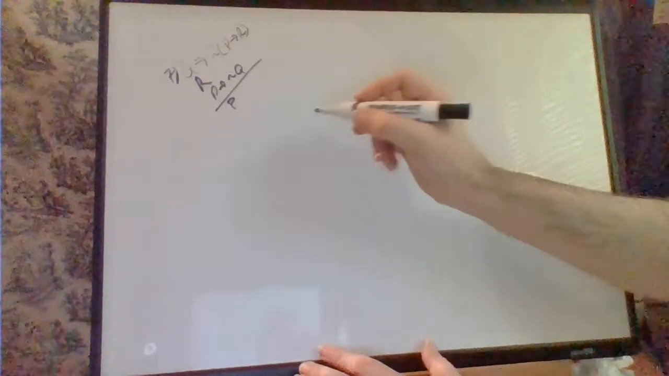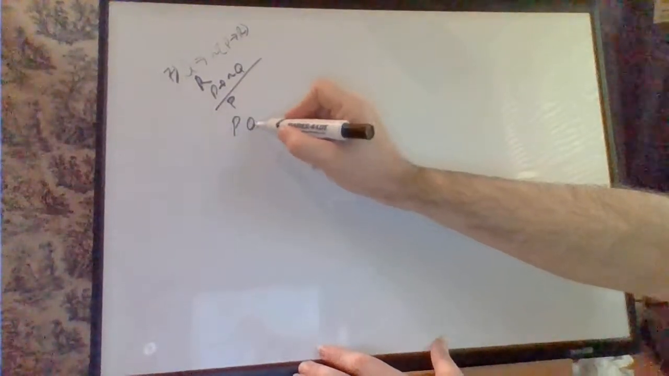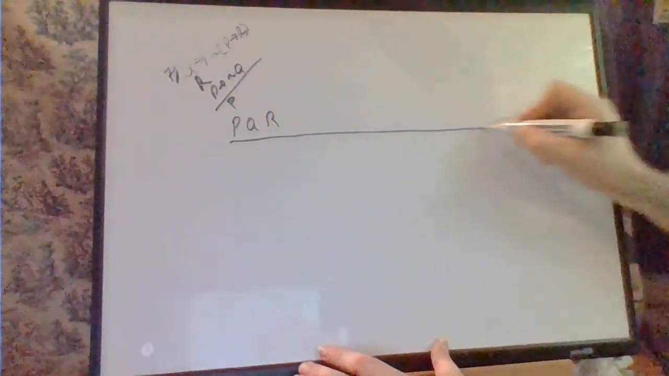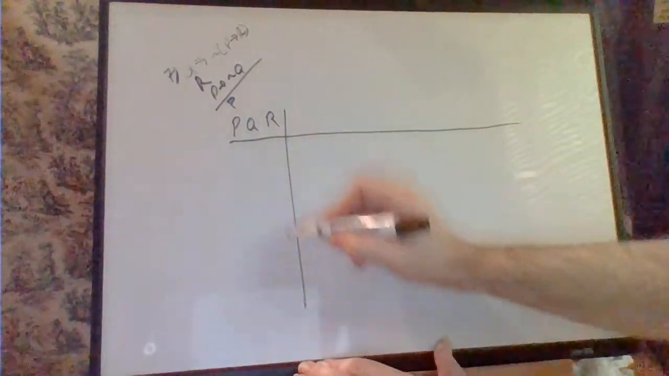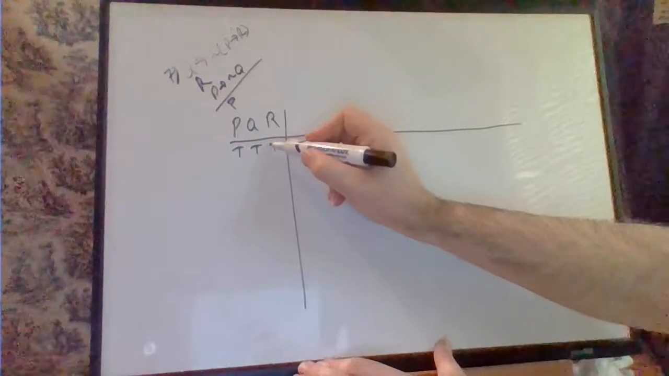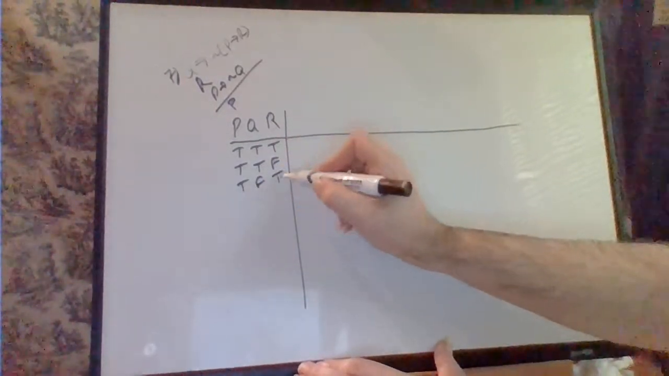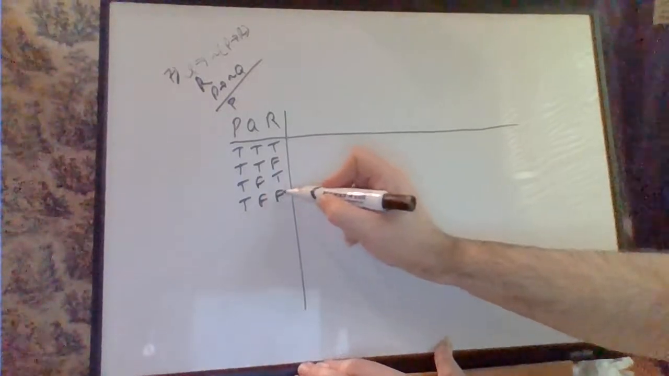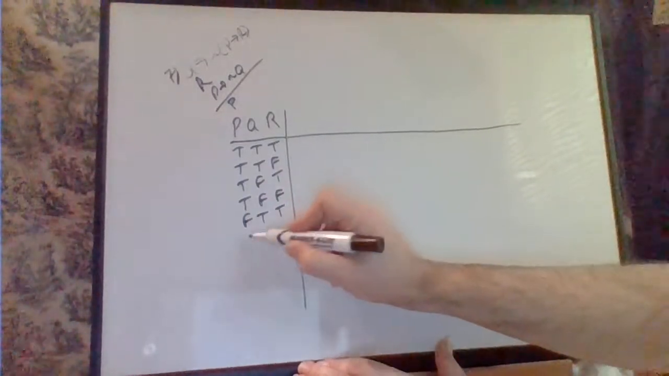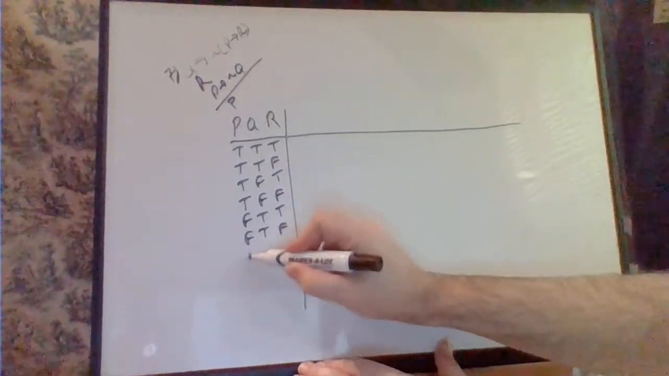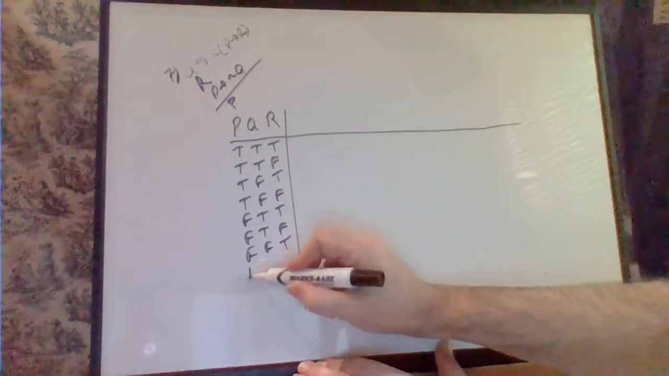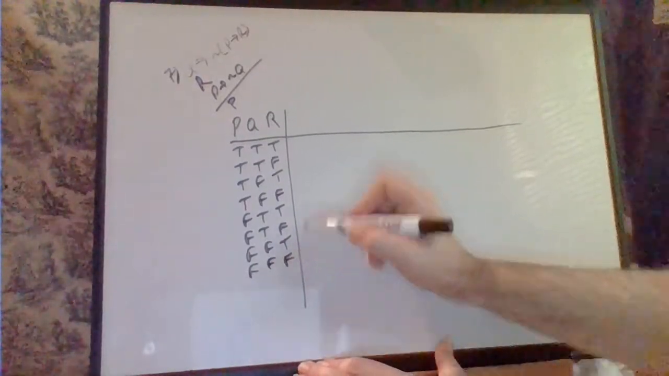Okay, so we have 3 sentence letters now, P, Q, and R. With 3 sentence letters, it means there are 8 lines to your truth table. So true, true, true, true, true, false, true, false, true, true, false, false, false, true, true, false, true, false, false, false, true, and false, false, false.